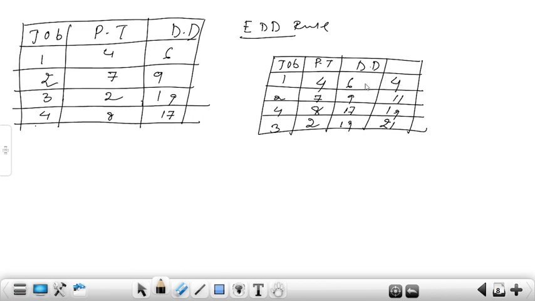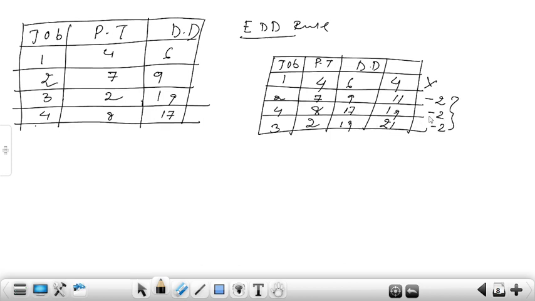So the due date is 6 and the work is completed at 4, before 6, so there is no tardiness. The due date is 9 and this is completed in 11, so this will be 2 days late. And this is 17, this is 19, this is also 2 days late.